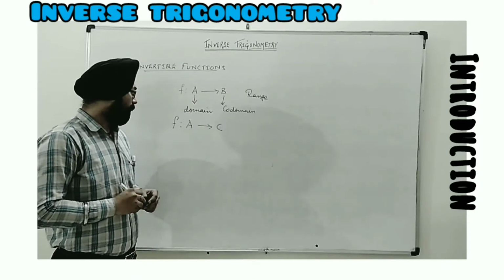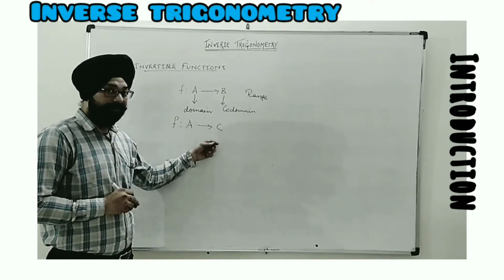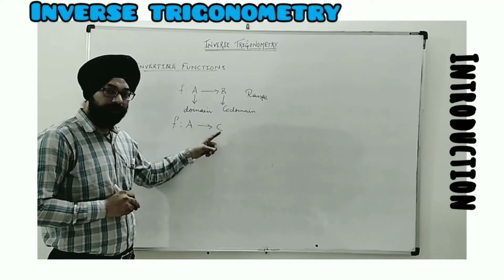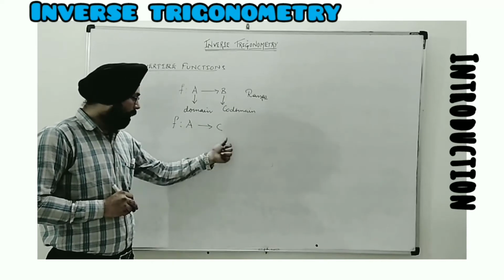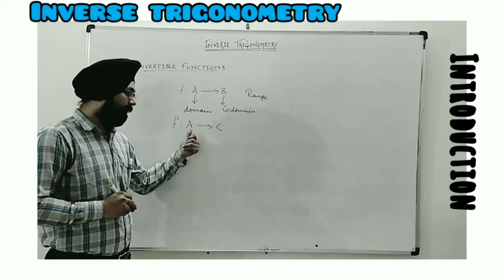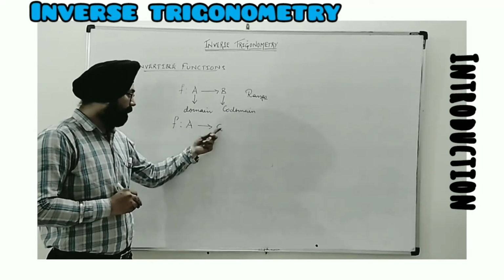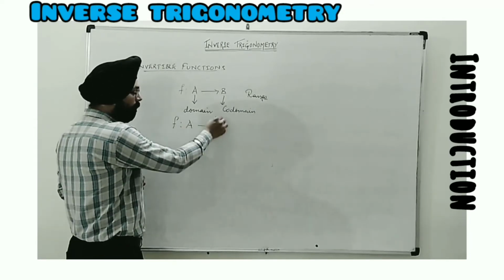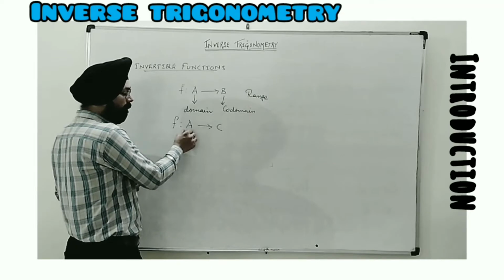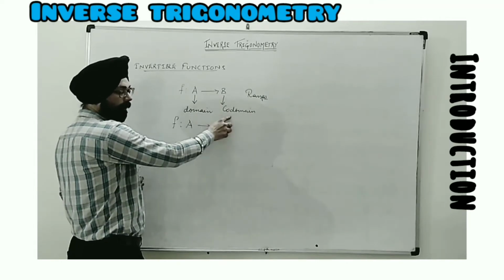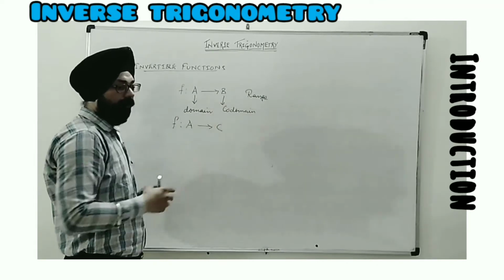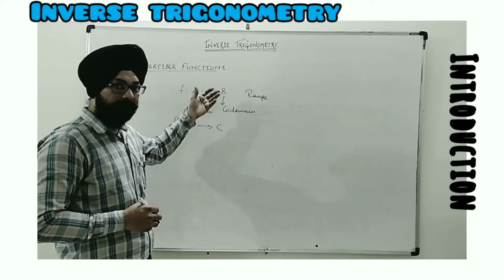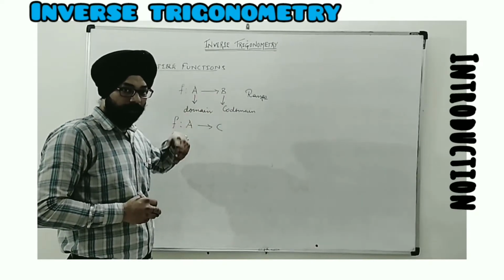Let's think of it. When I consider the range, as I said, this is a set of images. So a set of images means each element of C will be related to some element in A for sure. If this is the range of f, then it is sure that each element of C is related to some element in A. But if I take the codomain, then the codomain has two types of elements. Maybe they are not images, and the other type may be images also.